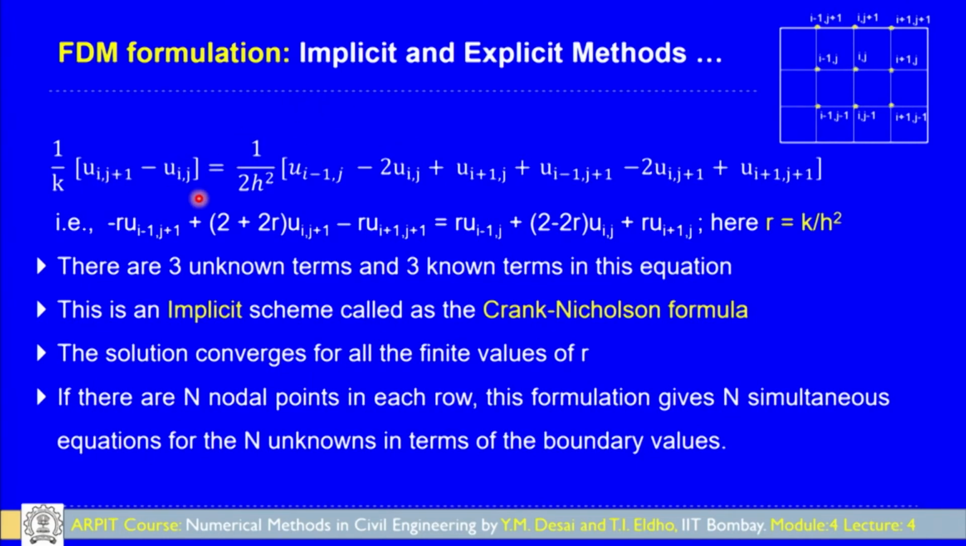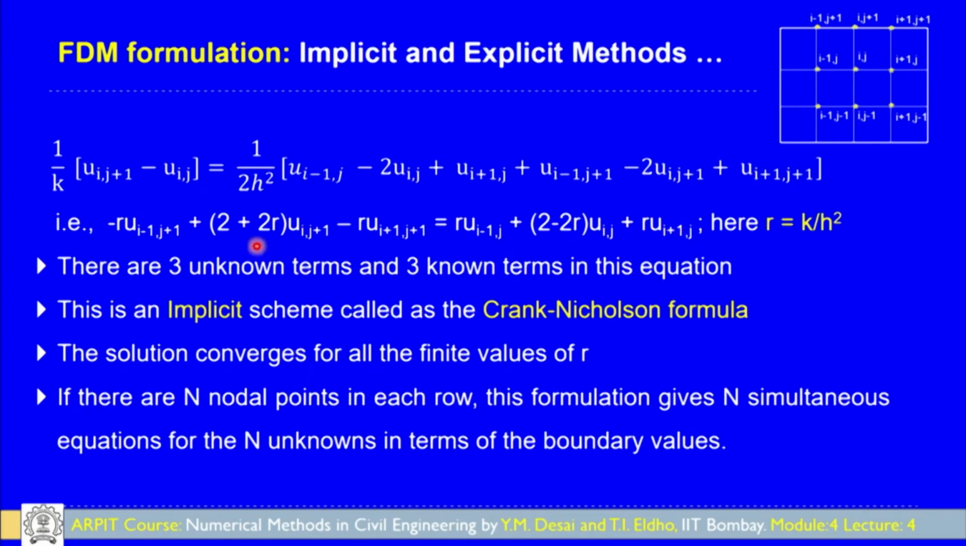Then the governing equation becomes: 1 by k into u(i, j plus 1) minus u(i, j) is equal to 1 by 2h square into u(i minus 1, j) minus 2 u(i, j) plus u(i plus 1, j) plus u(i minus 1, j plus 1) minus 2 u(i, j plus 1) plus u(i plus 1, j plus 1). As we already put r equal to k by h square, we can simplify this equation as minus r u(i minus 1, j plus 1) plus 2 into (1 plus r) u(i, j plus 1) minus r u(i plus 1, j plus 1) is equal to r u(i minus 1, j) plus 2 minus 2r u(i, j) plus r u(i plus 1, j).